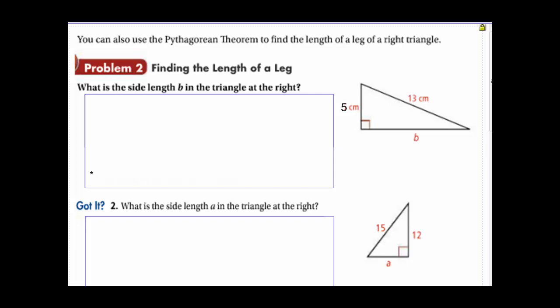So if we use the formula, we know a squared plus b squared equals c squared. Make sure we show our work. We're going to plug in our a squared. Our a squared could be that shortest side, so we'll just call that 5 squared.